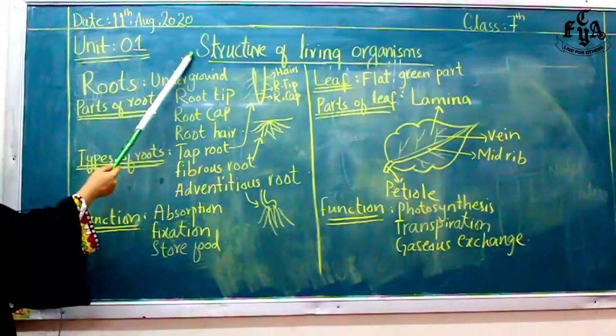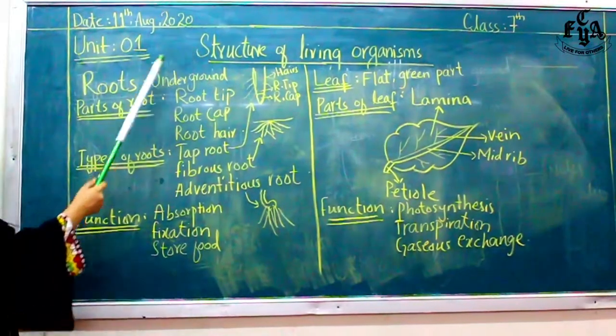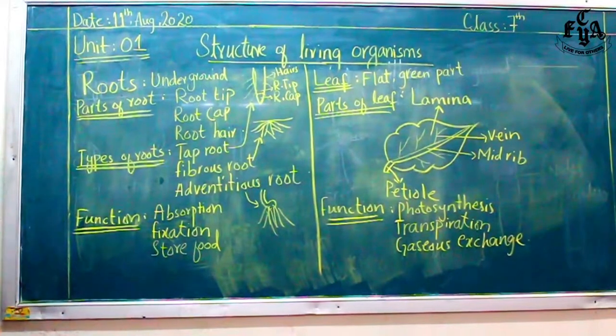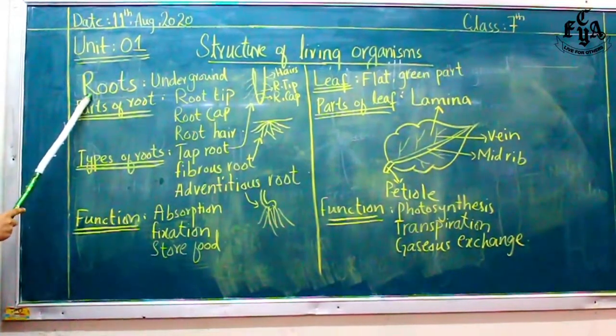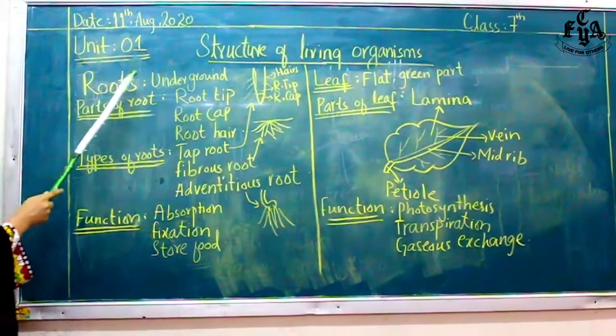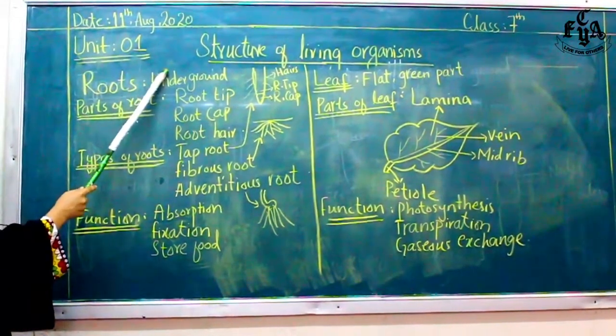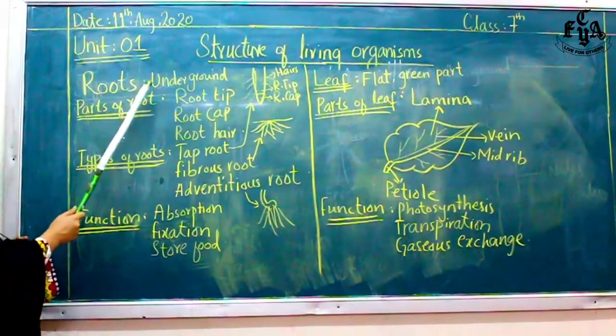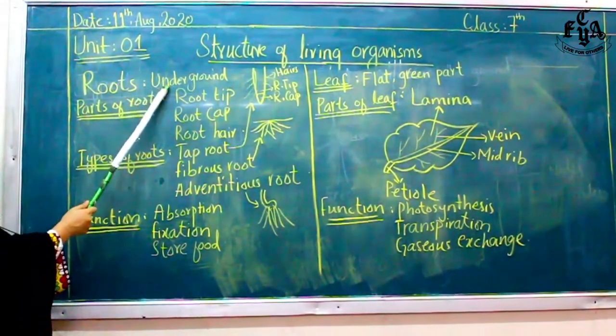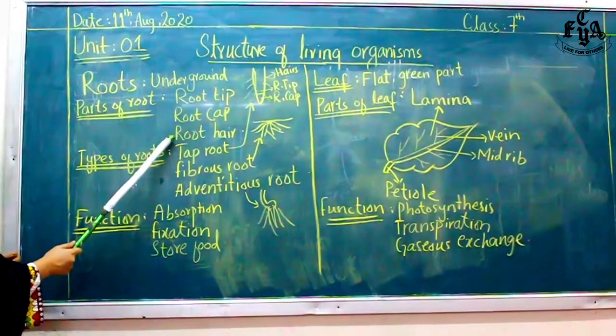Number one, structure of living organism, and within structure of living organism we were talking about structure of a flowering plant, and within flowering plant we were talking about the vegetative part. We have discussed about the stem, and today we will discuss about the roots. Root is the underground part of the plant which is non-green in color. Next is the parts of the root. There are mainly three parts of the root: root tip, root cap, and root hair.